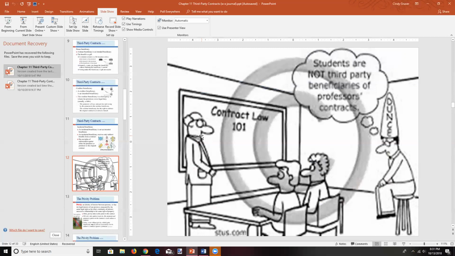Now you might say, well, but the whole reason you're here is for the benefit of the students. Collin College hired you for this job so that you would be a good instructor.